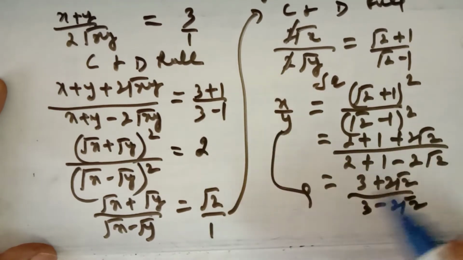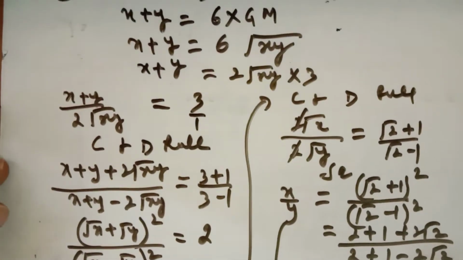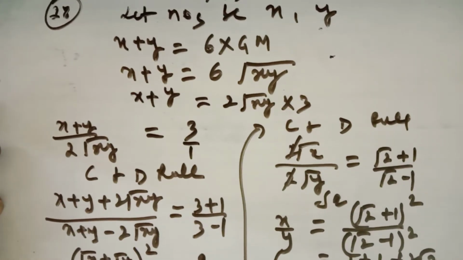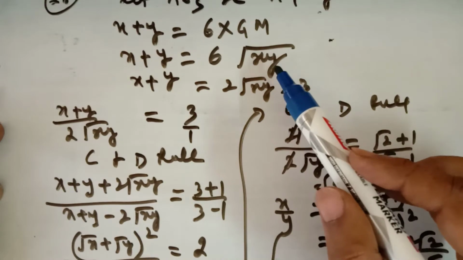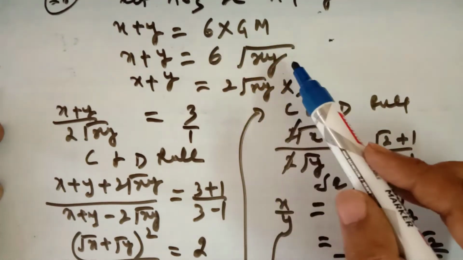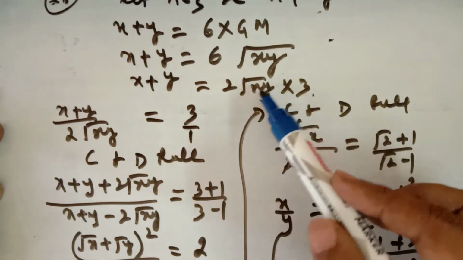So this is the ratio between the two numbers when it is given that the sum of the two numbers is 6 times their geometric mean. So we let the two numbers be x and y, and the sum of the two numbers is equal to 6 times the geometric mean, which will be 6 under root x into y. I've done some arrangement here. For 6 root x into y, I've written 2 root x into y into 3. I've taken 2 root xy in the denominator.